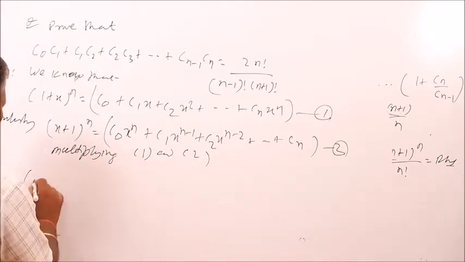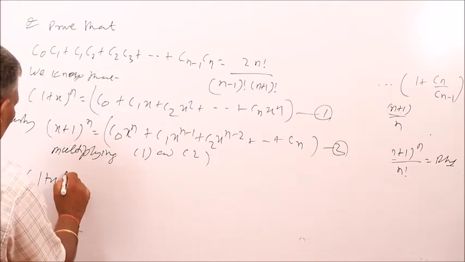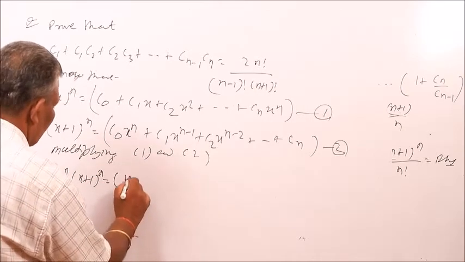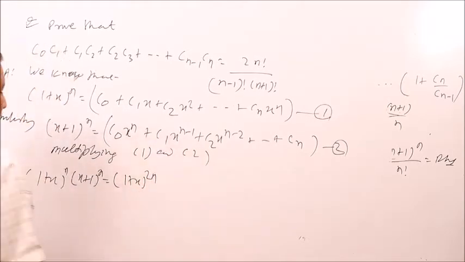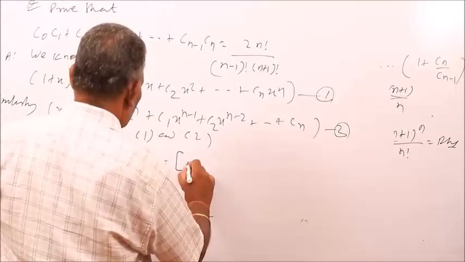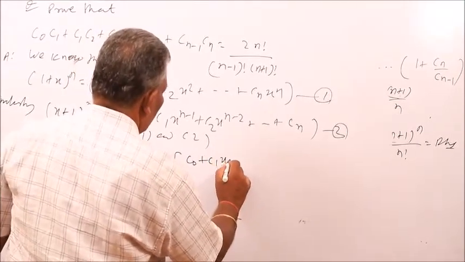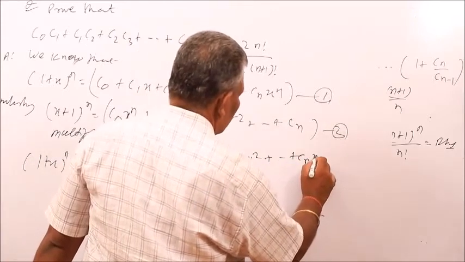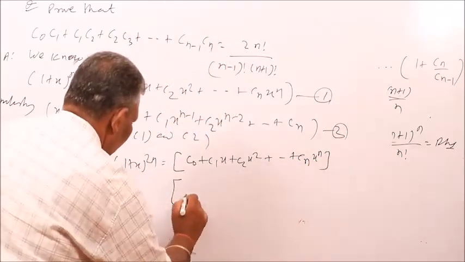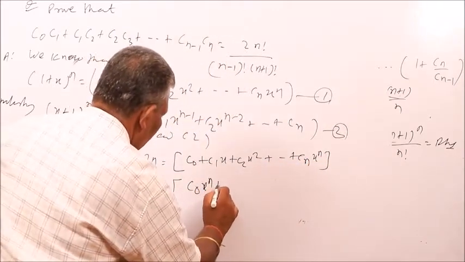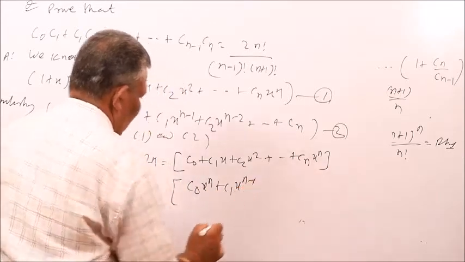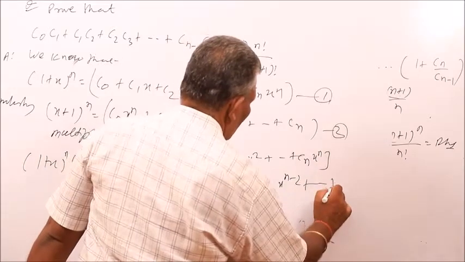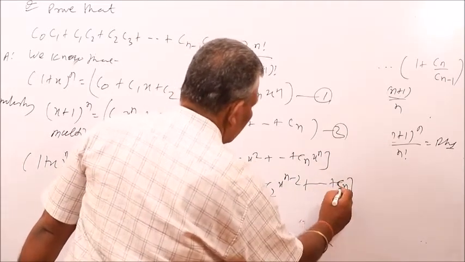what happens? 1 plus x whole to the power n into x plus 1 whole to the power n can be taken as 1 plus x whole to the power 2n equal to C0 plus C1x plus C2x square up to Cn xn multiplied by C0 xn plus C1 x to the power n minus 1, C2 x to the power n minus 2 up to Cn, like this.